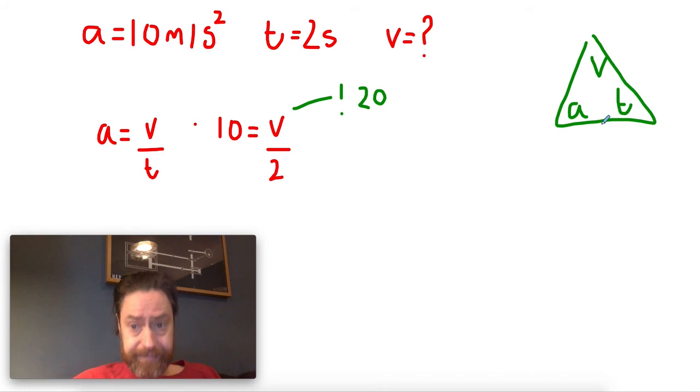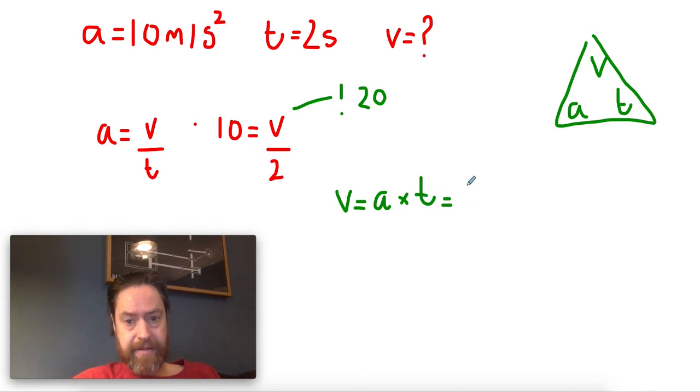And like normally, if I want to find something else, in this case the v, I would cover up the v and it tells me that I need to multiply together, because they're next to each other, the acceleration and the time. So that tells me that the velocity equals the acceleration times the time. So that is going to equal 10 times 2, 20 meters per second. No, it's not meters per second squared, it's meters per second.